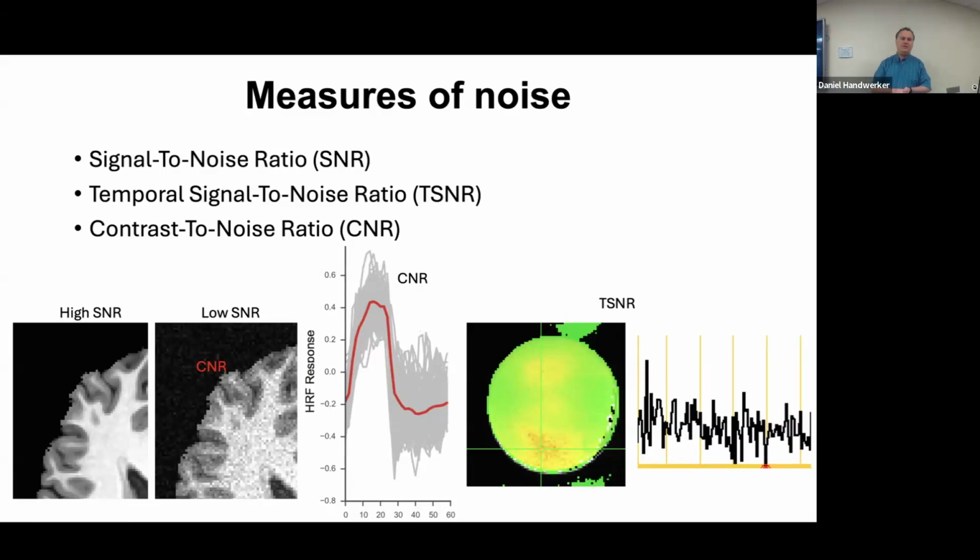Sometimes we use the contrast to noise. Contrast to noise is also used in structural imaging, where you're asking, what is the contrast between, let's say, my gray matter and my white matter in the brain? You can see in this image there's a sharp boundary between gray and white matter, and in this image it's a bit blurry. So that's an example of how you might use contrast to noise as a measure in structural imaging. Any questions so far? Okay.